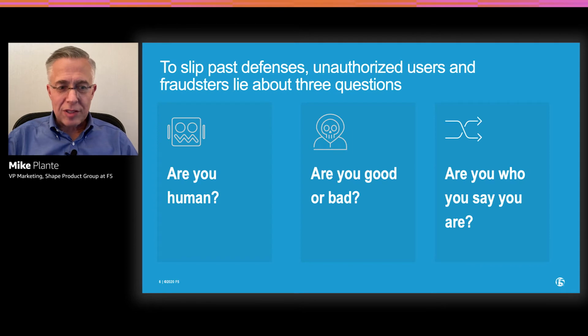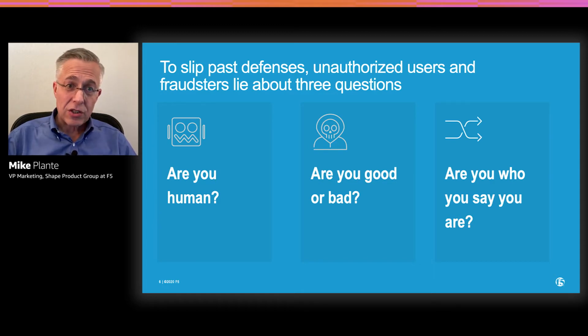Now, it's a bit of a cat and mouse game. Unauthorized users and fraudsters actually try to get past whatever we do to defend our applications by basically telling 3 lies. Now, this framework sounds very simple, but in effect, it's very difficult to actually accurately determine if a user is an unauthorized user who is trying to present one of these 3 lies. The first lie is, are you human? Or perhaps are you in fact an unauthorized user that's in the form of a bot or some other form of automation that is trying to get into my application?